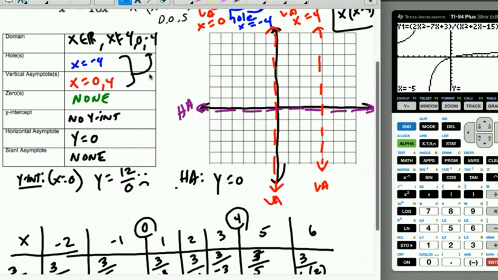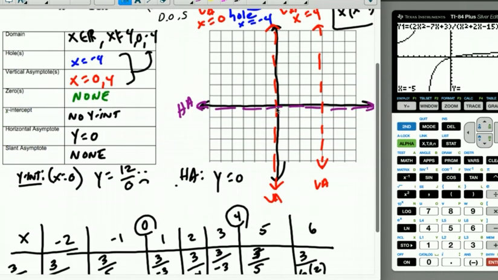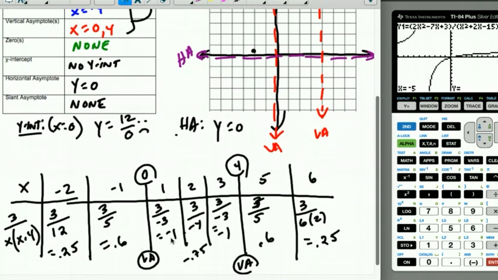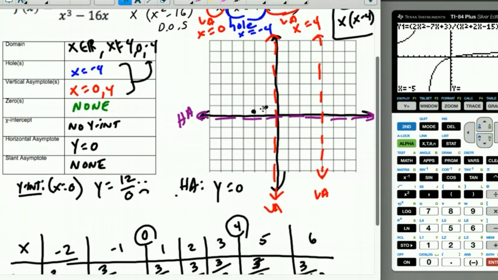Here's stuff we know. We know that there are no zeros, which kind of fits with the horizontal asymptote, right? So there are no zeros. We have points at -2, comma, 0.25. So here's -2, 0.25, right? And at -1, comma, 0.6. So here's 0.6. So that pretty much tells me that this is going to be a branch up here in this section of the fence, right?